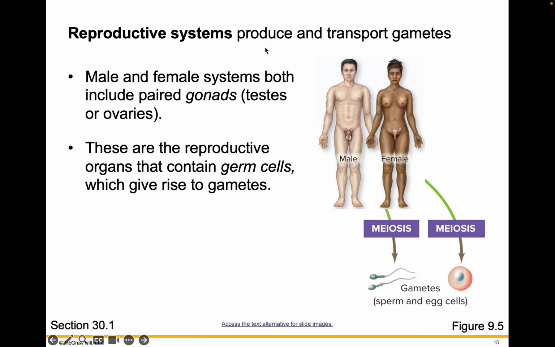Reproductive systems produce and transport gametes. Male and female systems both include paired gonads, testes in a male and ovaries in females. These are the reproductive organs that contain germ cells. Germ cells are the cells that undergo meiosis to produce gametes, sperm or eggs.